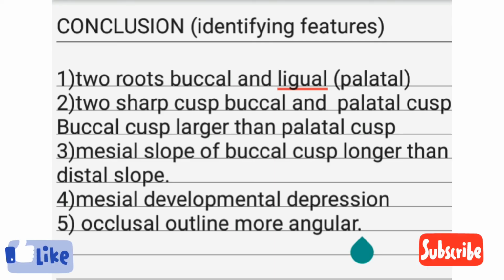So in conclusion, it has two roots, buccal and lingual, and two sharp cusps, buccal and lingual. The buccal cusp is larger than the lingual cusp, and the mesial slope of the buccal cusp is longer than the distal slope. It also has a well developed mesial developmental depression on the mesial surface, and the occlusal outline is more angular. So this was it.